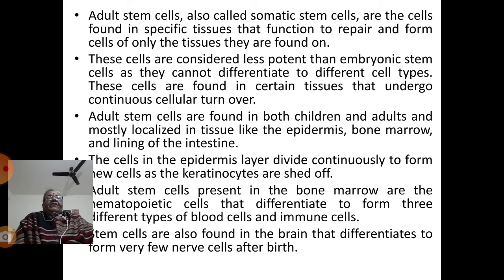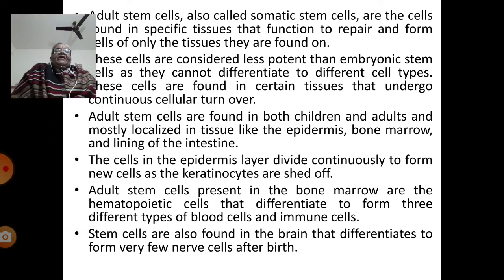And they are found both in children and adults, mostly localized in particular tissues like epidermis, bone marrow, then intestinal lining, etc., okay. And the stem cells present in bone marrow are hemopoietic cells. Hemopoiesis is the synthesis of blood cells that differentiate to form 3 different types of blood cells and immune cells, okay. And stem cells are also found localized in the brain, which differentiate to form very few nerve cells after birth, right.